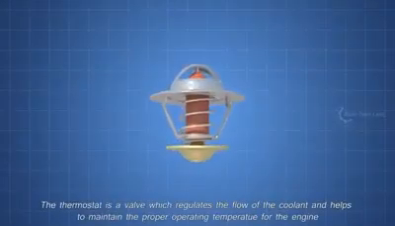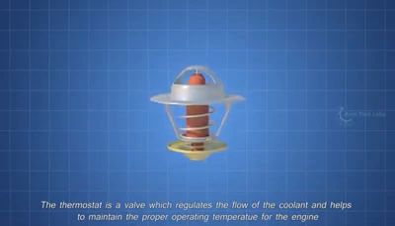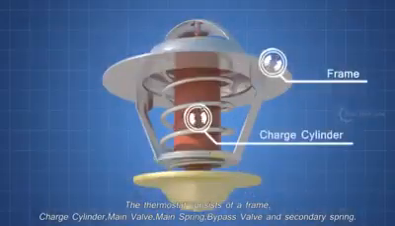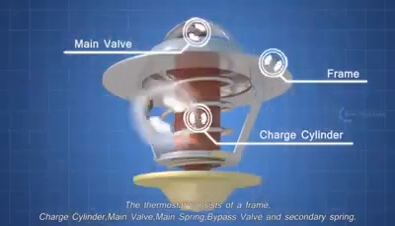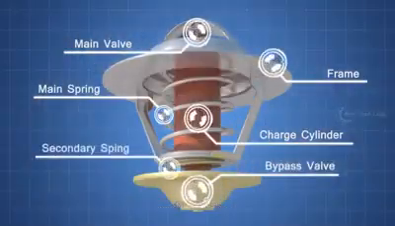Next, the thermostat. The thermostat is a valve which regulates the flow of the coolant, and helps to maintain the proper operating temperature for the engine. The thermostat consists of a frame, charge cylinder, main valve, main spring, bypass valve, and secondary spring.